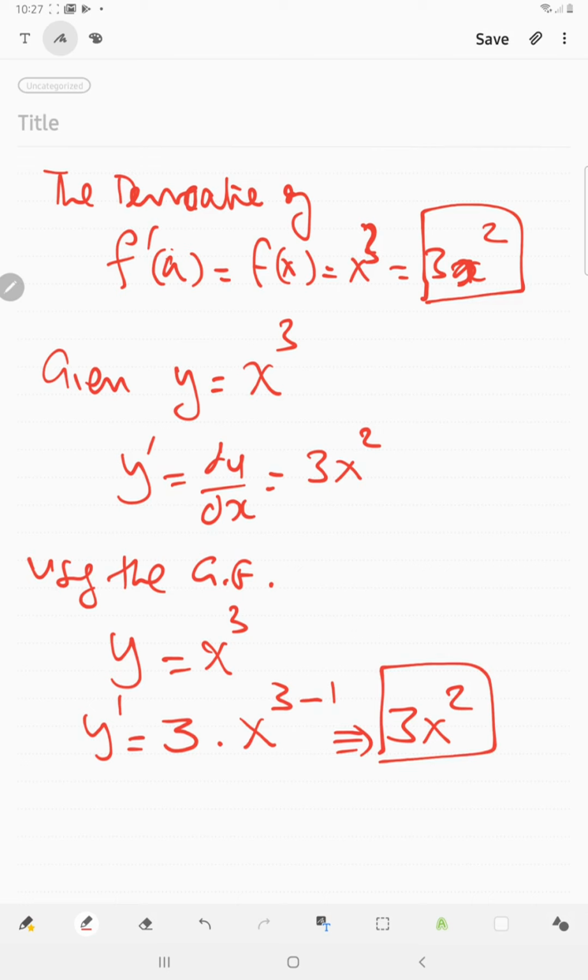So I want us to have a practice on the same, on how we can get the derivative of the following function.